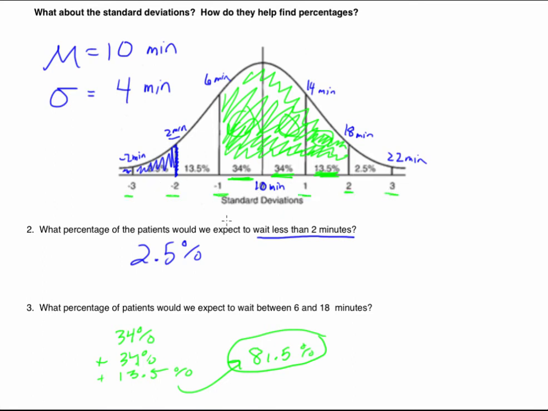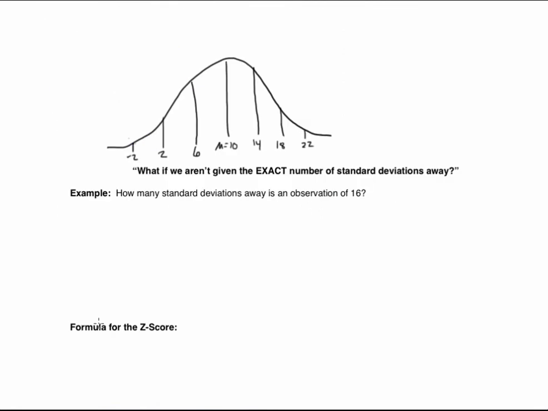So what's going to happen is we're going to be asked questions about an observation that is not exactly 1 or 2 standard deviations away. So what do we do in that case? Let's see. On the last page, I posed this question.